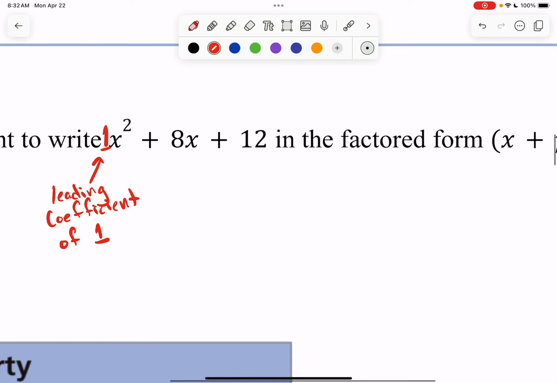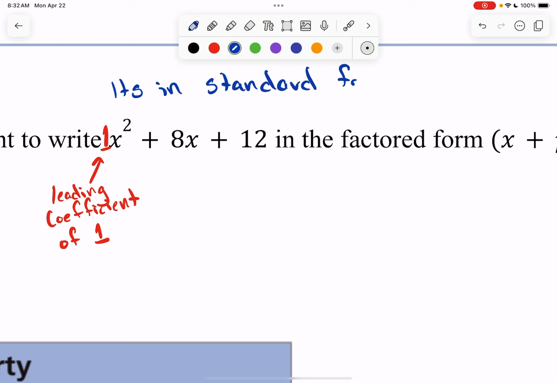Okay. So now that I know the leading coefficient is 1, and it's in standard form. If it's not in standard form, you need to get it to standard form. We can't factor unless it is. It's in standard form. Check. The leading coefficient is 1. I'm now going to list the factors of 12. So the factors of what we call the constant.